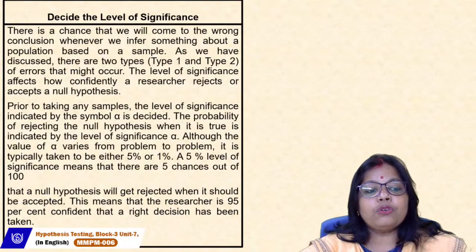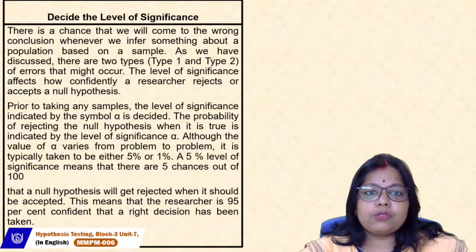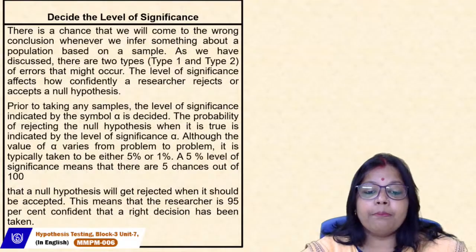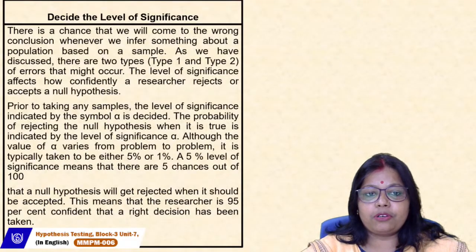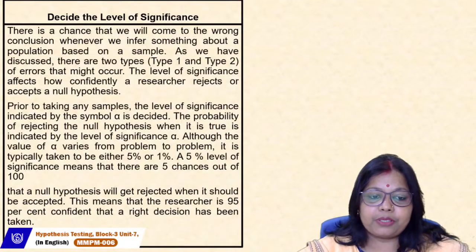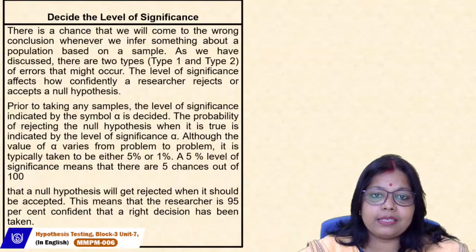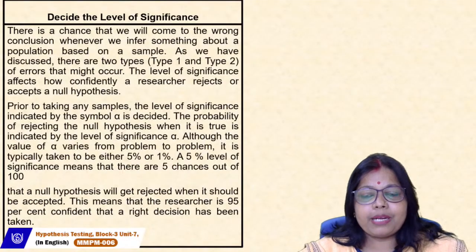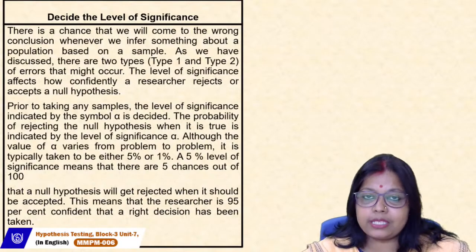So what is the meaning of 10% level of significance? It means the alpha value is equal to 10. It means the researcher is 90% confident about the decision, or has taken the right decision, but 10% he or she is not confident on the result. Similarly, 1% says 99% the researcher is confident on rejection or acceptance of the hypothesis, but 1% he or she is not confident on the result.